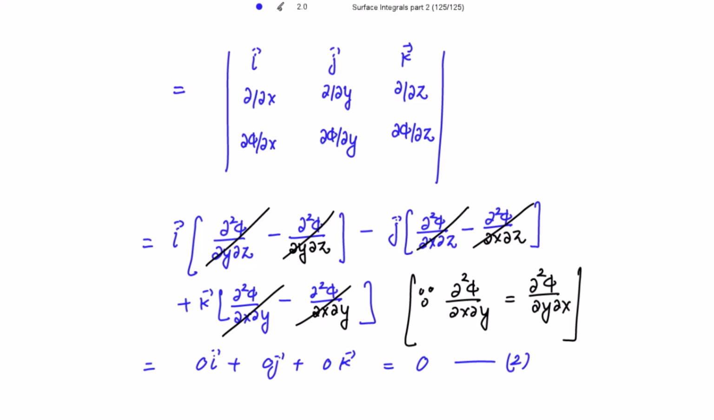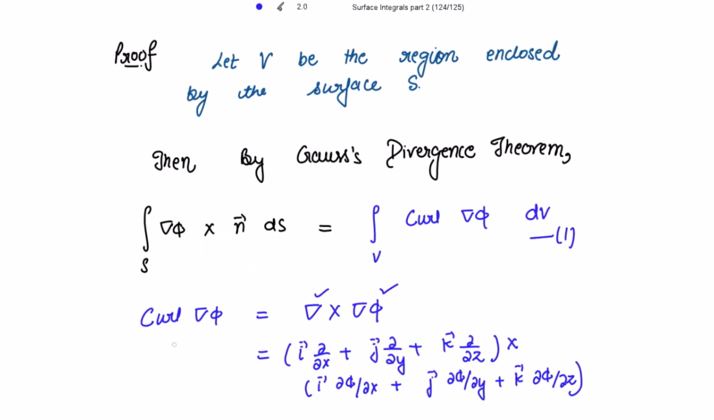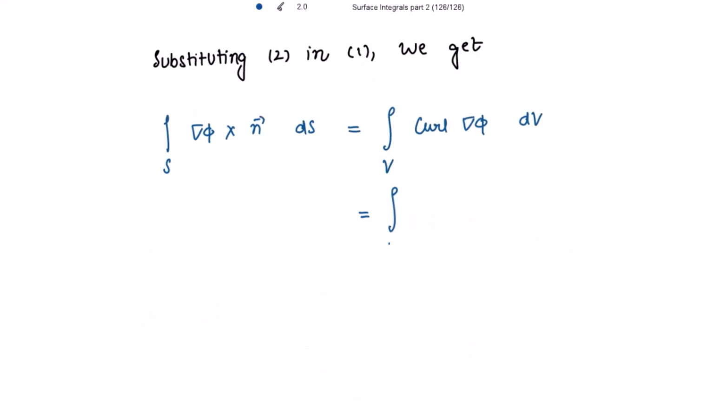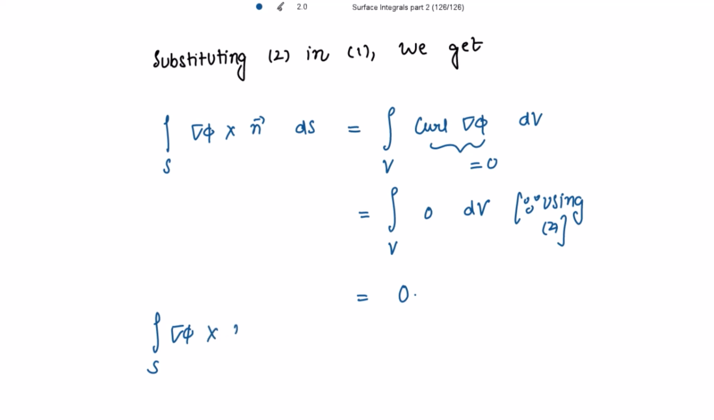And let's substitute this 2, that is the value of curl of del phi, in 1. We have found the integrand of this volume integral to be equal to 0 using 2. So that is equal to 0. So we have shown that the surface integral of the cross product of del phi and n vector is equal to 0. Okay, thank you. Stay blessed.